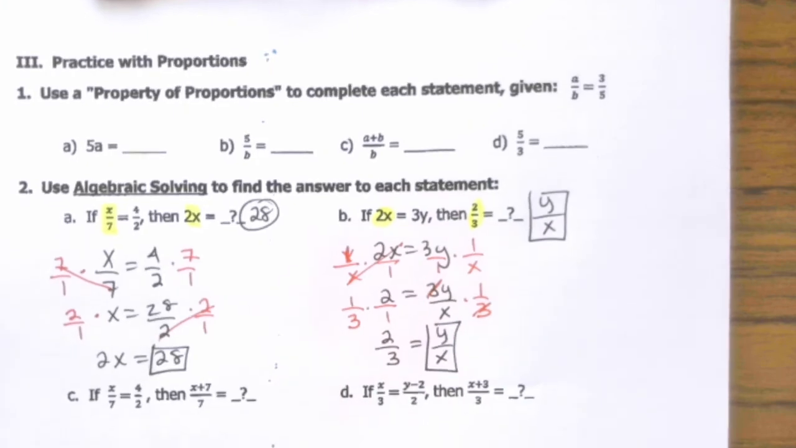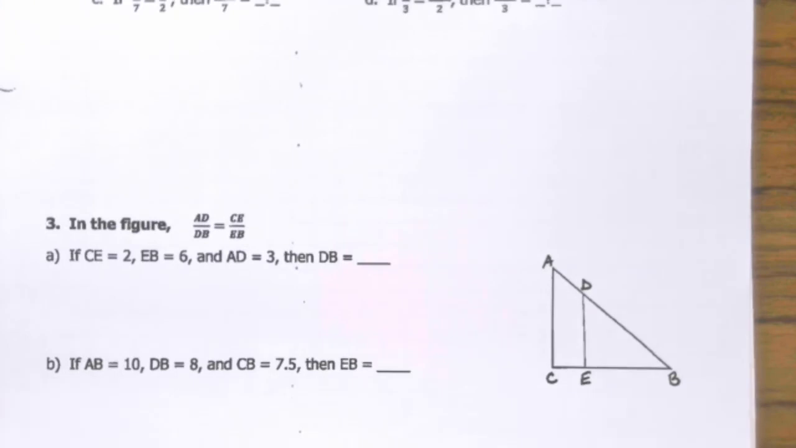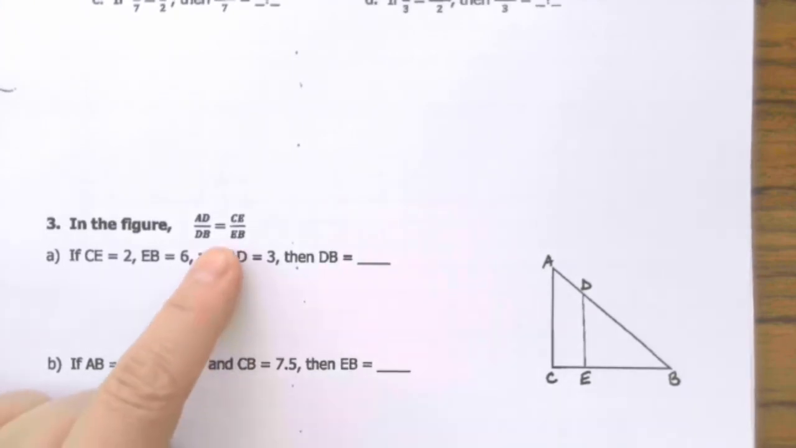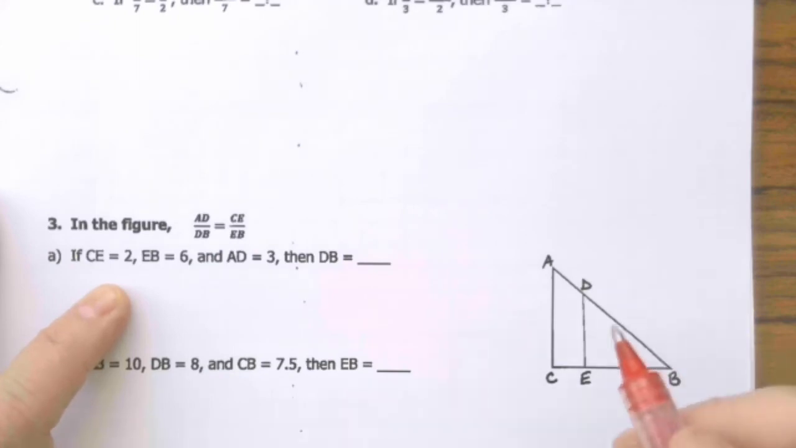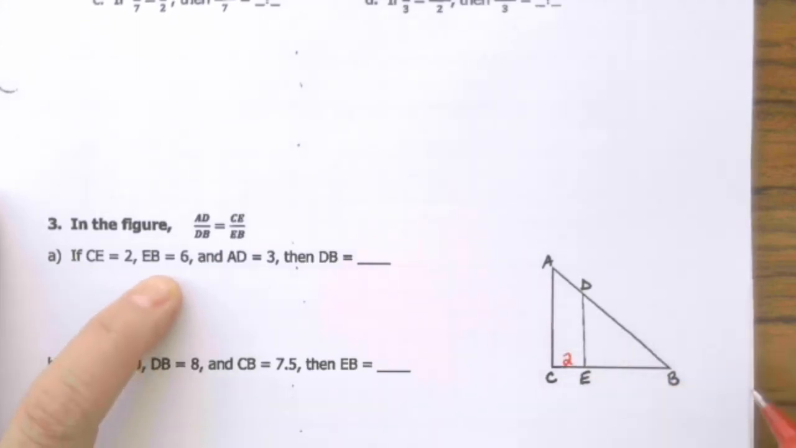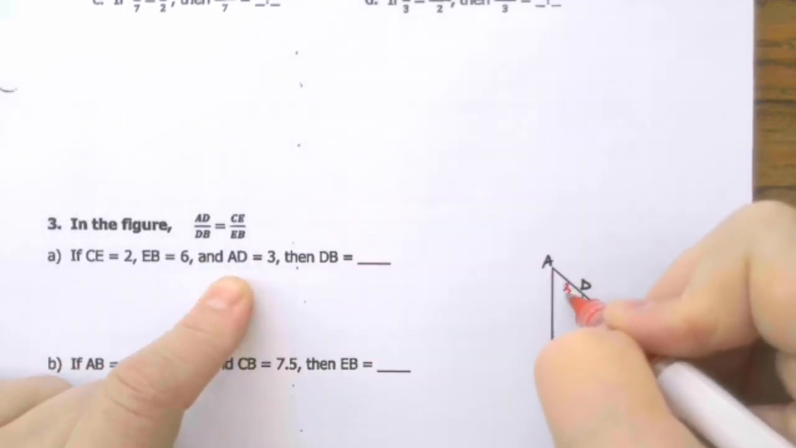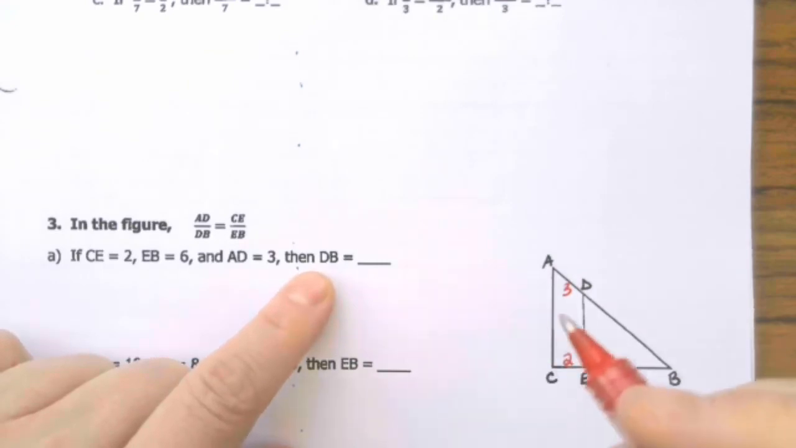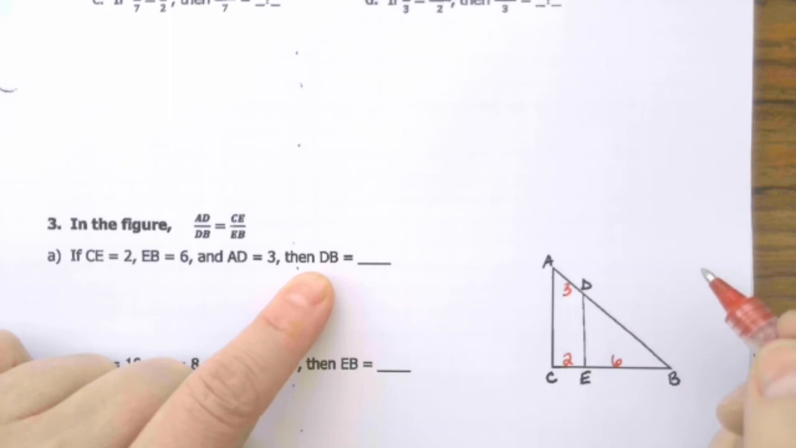Okay, I'm going to skip the rest of these for time. Let's do this last one here, though. It says in the figure, AD over DB equals CE over EB. And then it proceeds to give us some numbers. If CE is 2, E to B is 6, AD is 3, DB is what? And that's what we're trying to figure out, what D to B is.